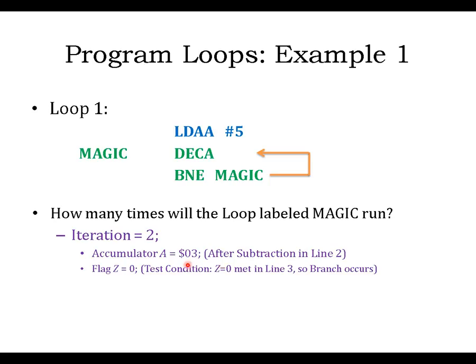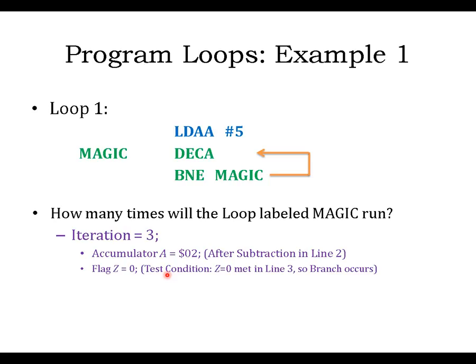First, in iteration 2, what happens? After line 2, your accumulator A again gets decreased by 1. Remember, what was accumulator A last time? 04, right? Now it becomes 03. Pretty simple. Now, is the Z flag set? Not yet. So we are going to iteration 3. I'm just trying to show you the bigger picture very closely. Now, this is our third iteration.